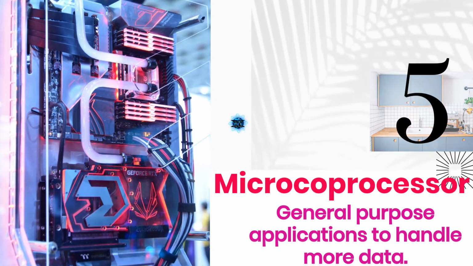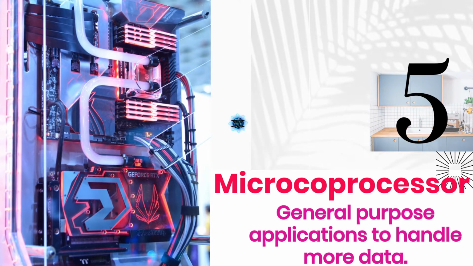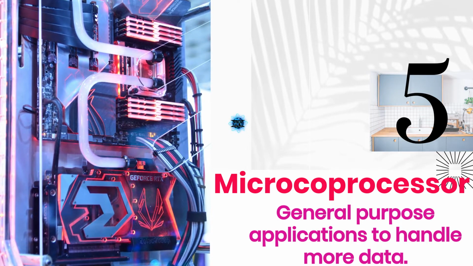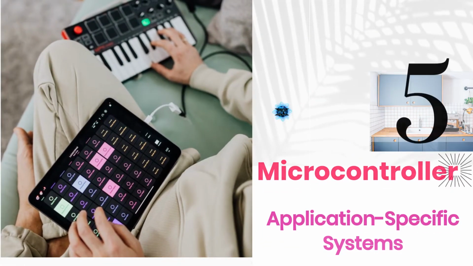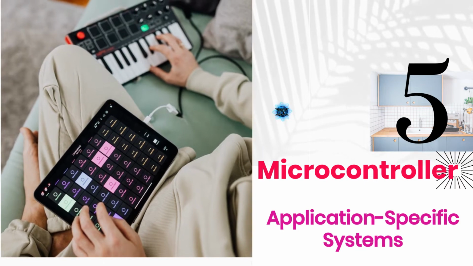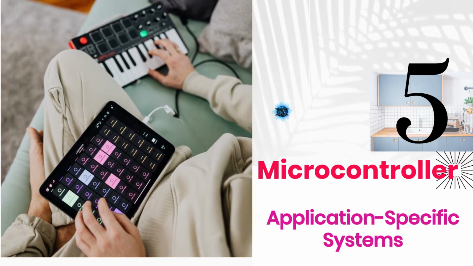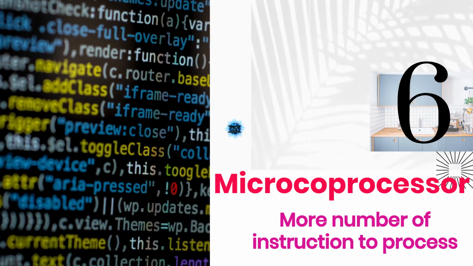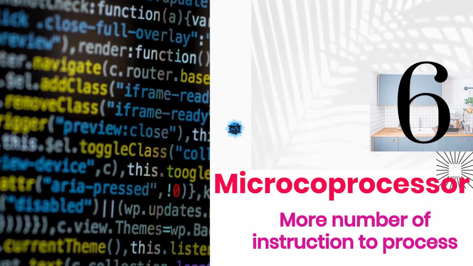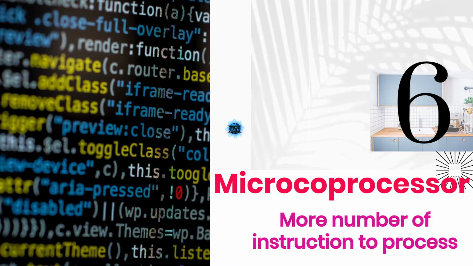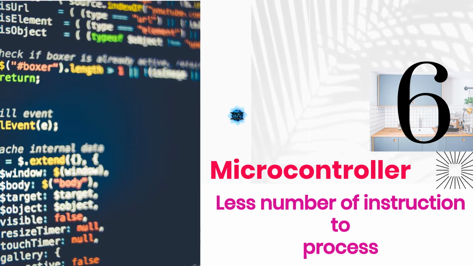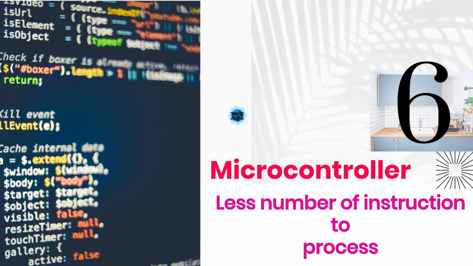Microprocessor is useful for general purpose applications that allow you to handle loads of data. Microcontroller is useful for application specific systems. The microprocessor, due to its complex architecture, requires a larger number of instructions to implement the process. The microcontroller, due to its simple architecture, can implement the process using fewer instructions.